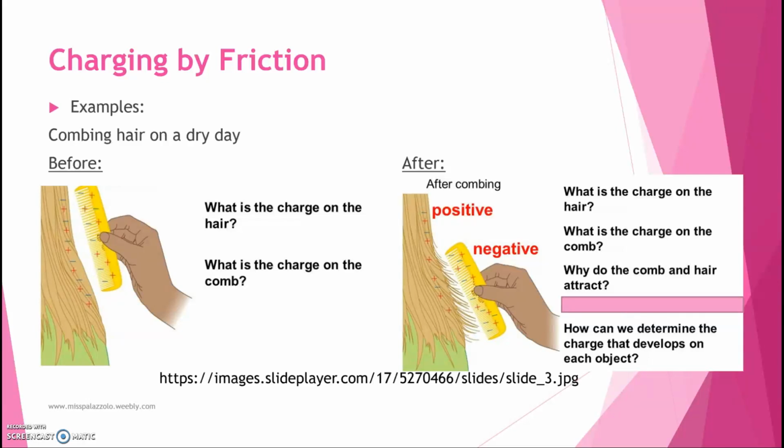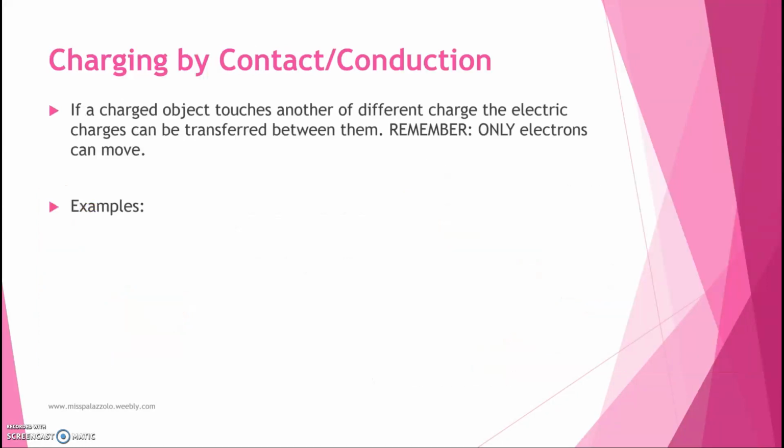In the last video, we ended off charging by friction with the combing hair on a dry day example. Now let's get into charging by conduction or contact. If a charged object touches another object of a different charge, the electric charges can actually be transferred between them. We know this, but remember, only the electrons can move. Here are some examples of charging by contact or conduction.